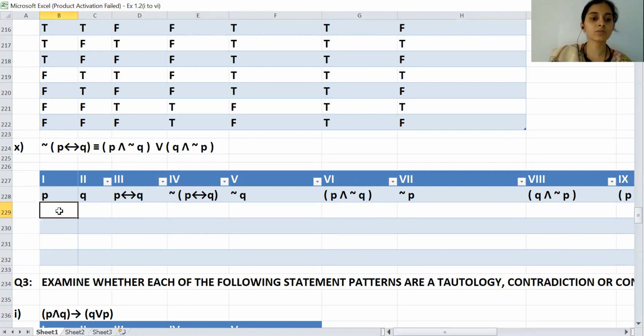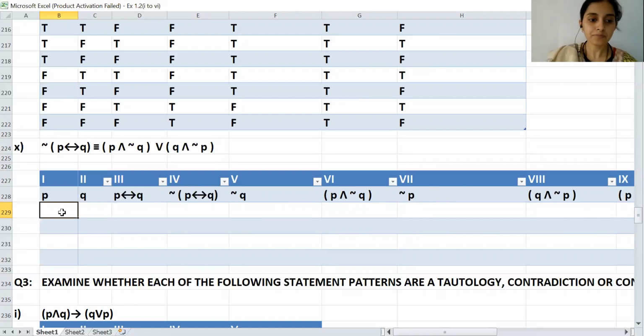Okay, let's begin with the last one of question 2. Negation of P double implication Q equivalent to P and negation Q or Q and negation P. So we require P, Q, we require P double implication Q, and we require negation of P double implication Q. That is my first 4 columns of the left hand side. On the right hand side, we require negation Q. So I've put negation Q. Then we have P and negation Q. So I've put the next column as P and negation Q. Then we have negation P and Q and negation P, and then or the bracket. So this is a little lengthier problem.